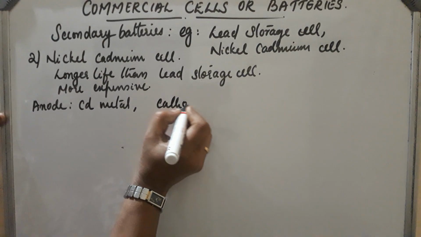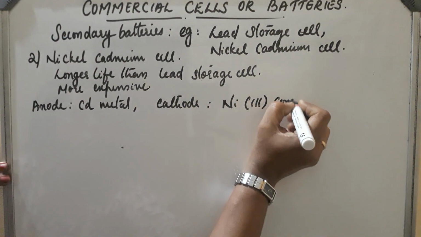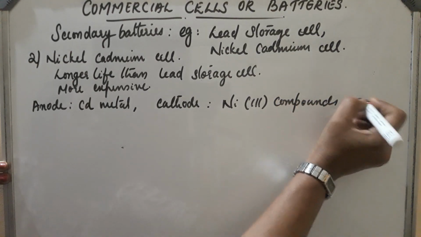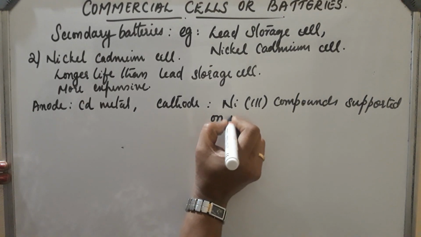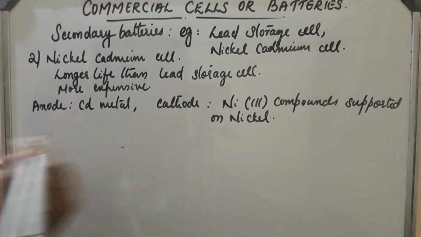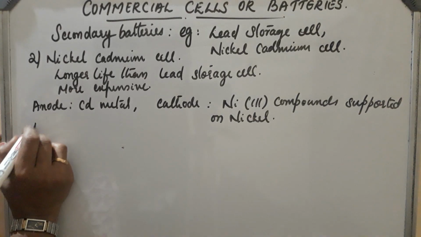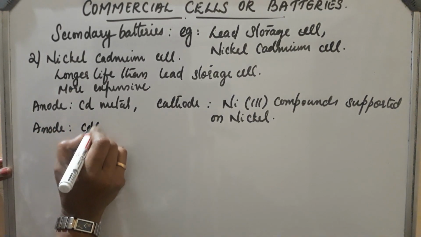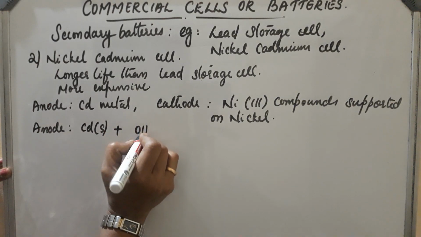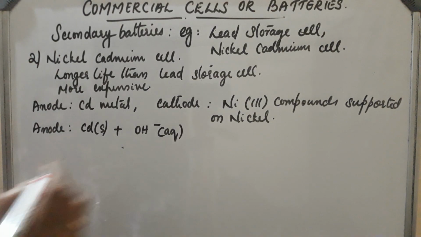And what will be the cathode? The cathode is nickel 3 compounds supported on nickel. Now, what will be the reaction at the electrodes? First we can take the anode. At the anode, cadmium is present, and OH minus is present, 2OH minus.